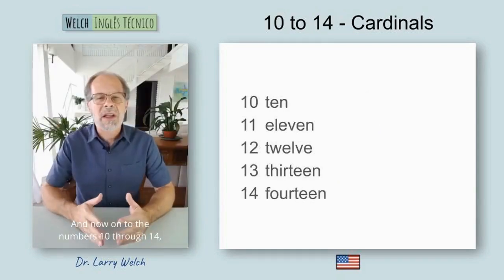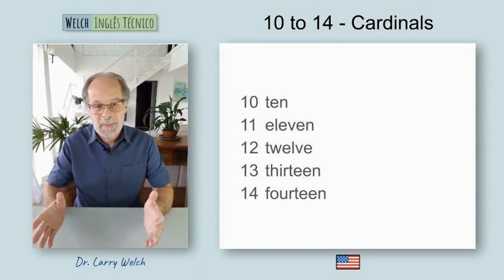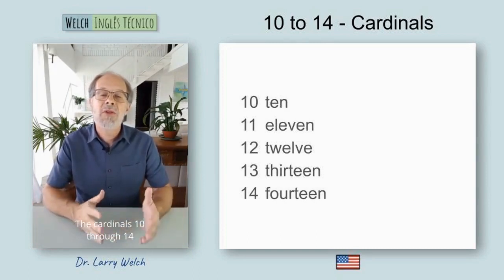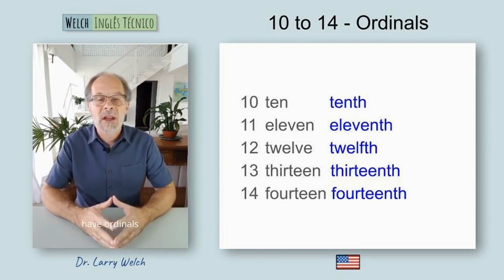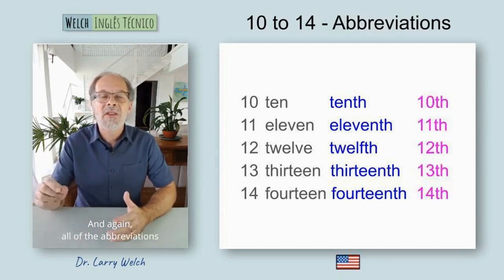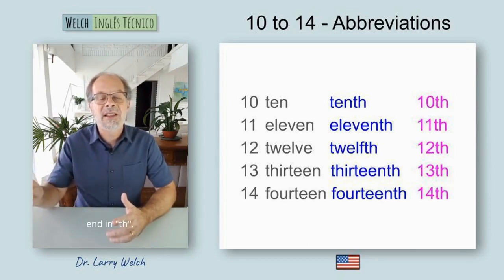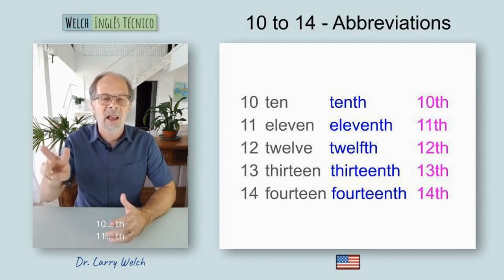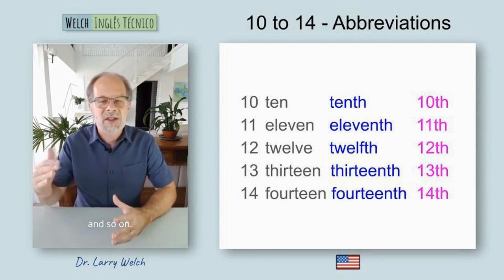And now on to the numbers 10 through 14. The cardinals 10 through 14 have ordinals 10th, 11th, 12th, 13th, 14th. Once again, 10th, 11th, 12th, 13th, 14th. And again, all of the abbreviations end in th. Here it's the 2 digits, 10 th, 11 th, and so on.